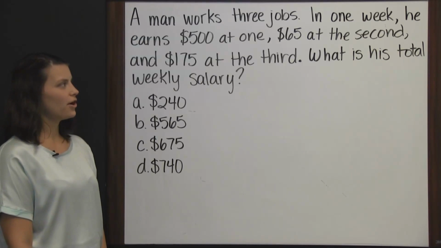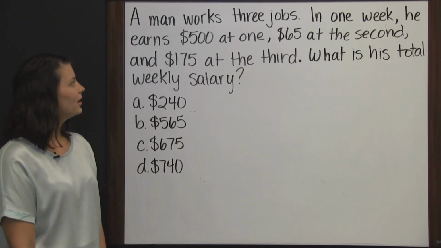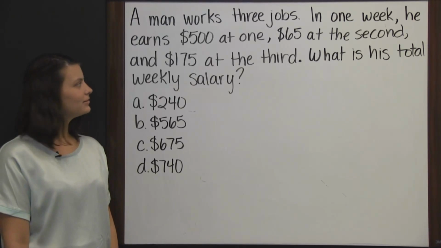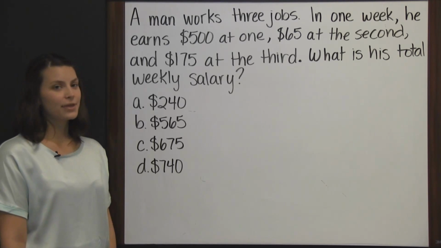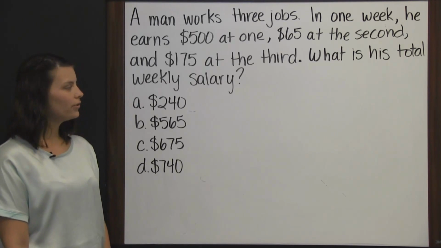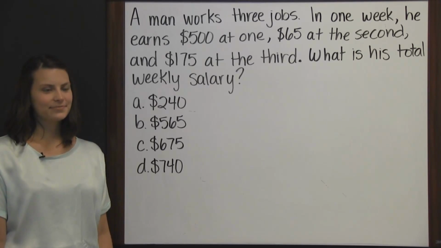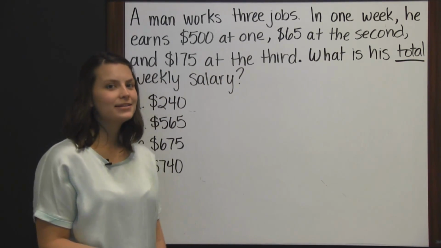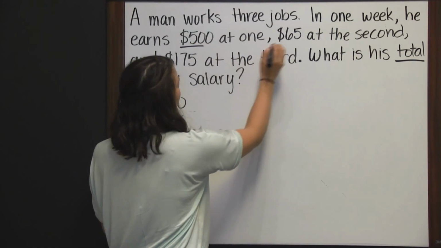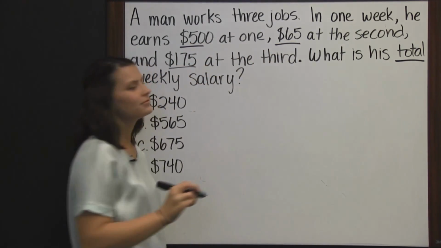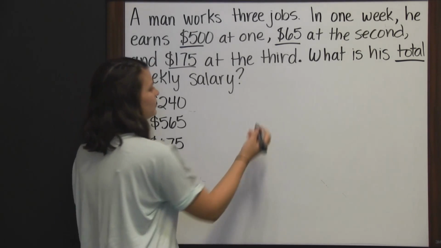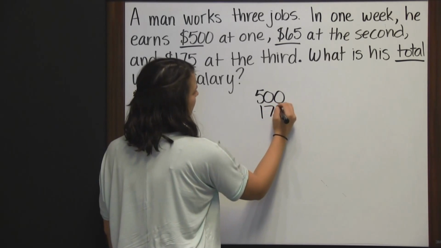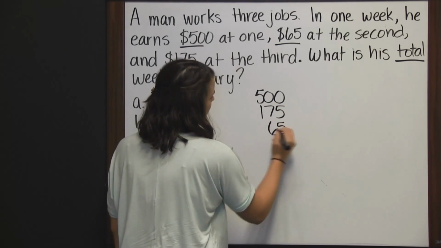A man works 3 jobs. In 1 week, he earns $500 at one, $65 at the second, and $175 at the third. What is his total weekly salary? This word total tells us that we need to add up all of the money he earns from all 3 of his jobs. So 500 plus 175 plus 65.